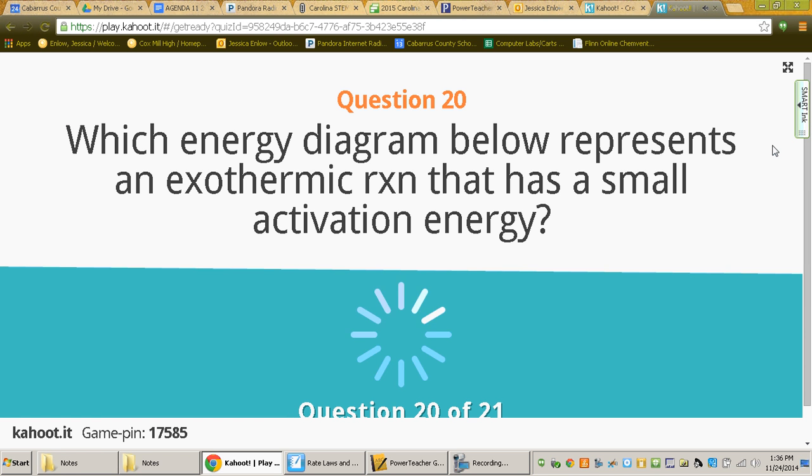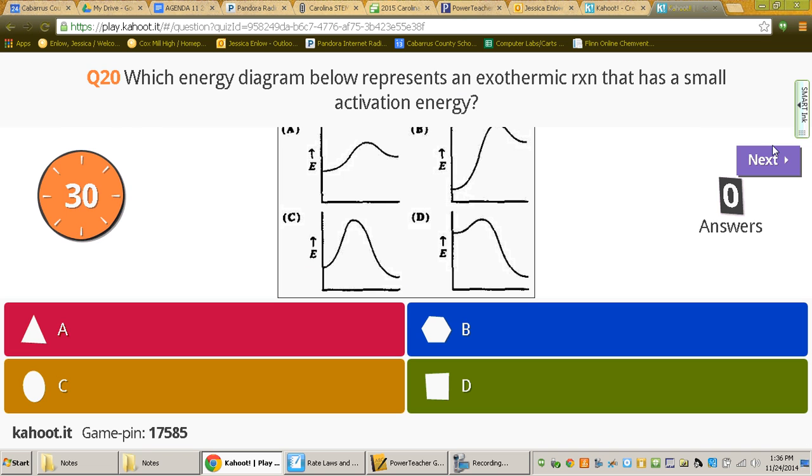Which energy diagram below represents an exothermic reaction that has a small activation energy? It's cool. I'm waiting.